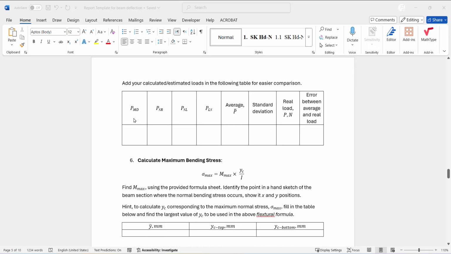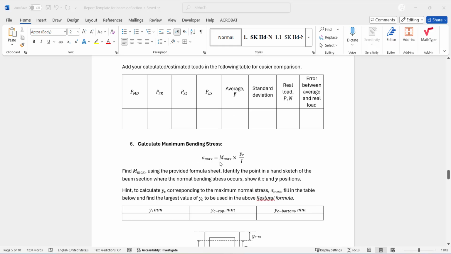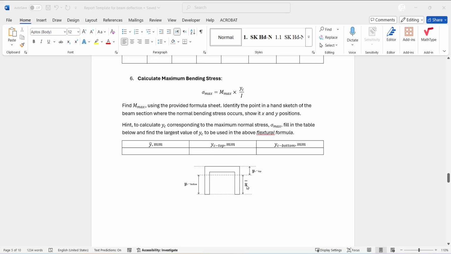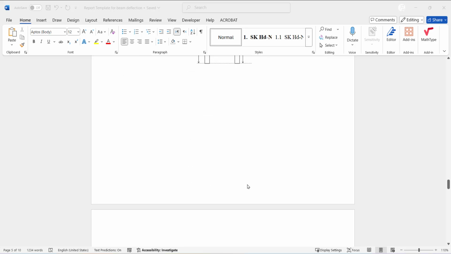Once you have all this, you can pick the maximum value of the bending moment, and from this cross section you have to identify which point. This is the flexural formula which correlates the bending moment to the normal stress. From the provided cross section you have to decide which of the extreme points, either at the top or at the bottom, develops a larger normal stress, and that is also a part of the report.